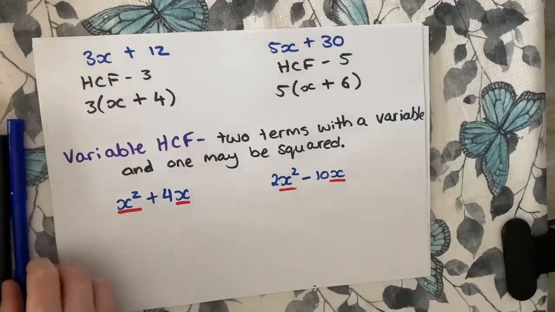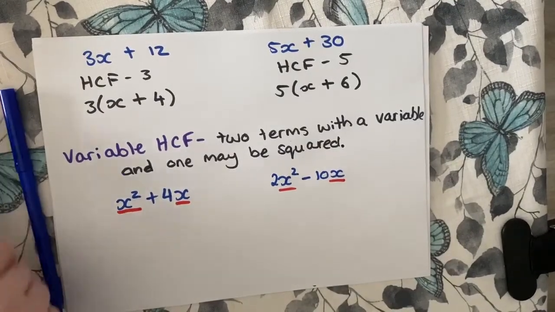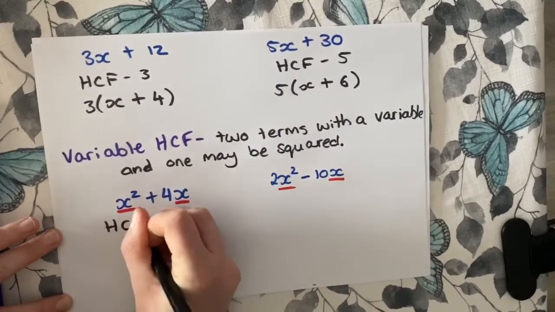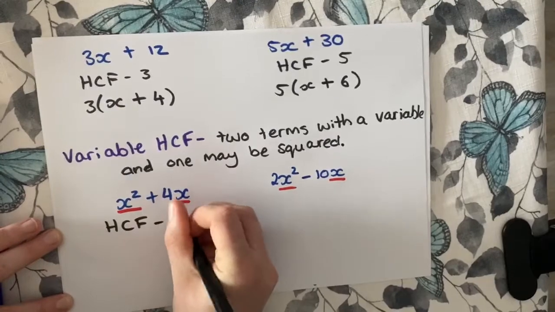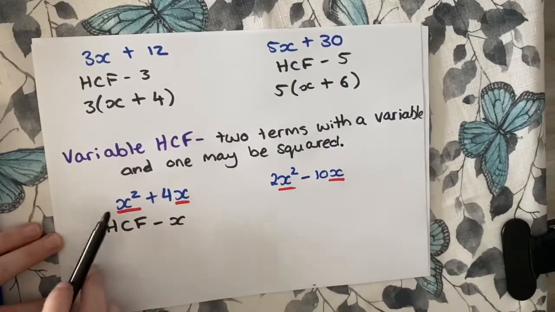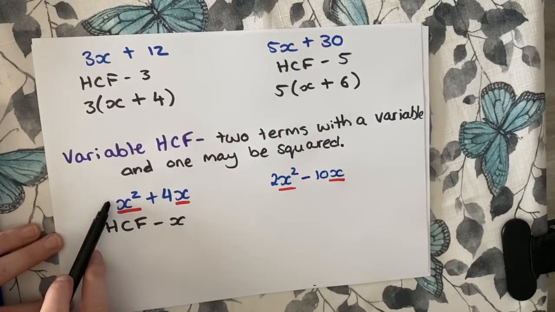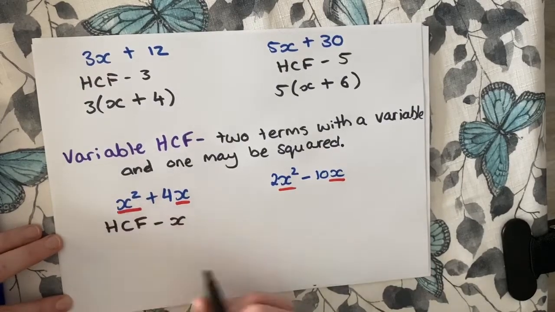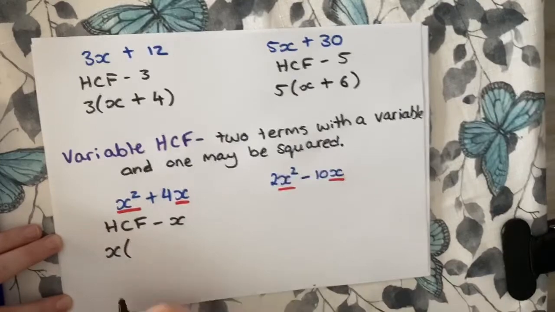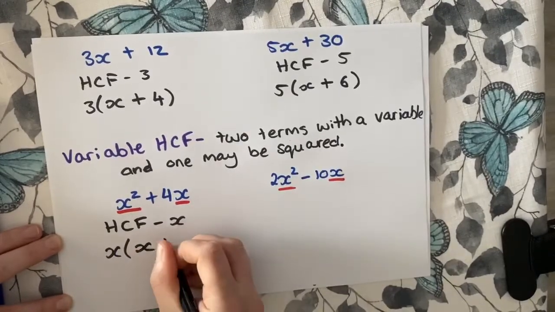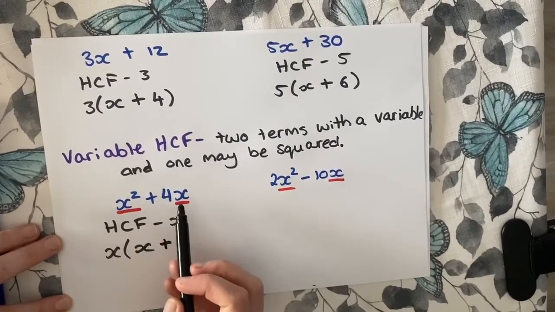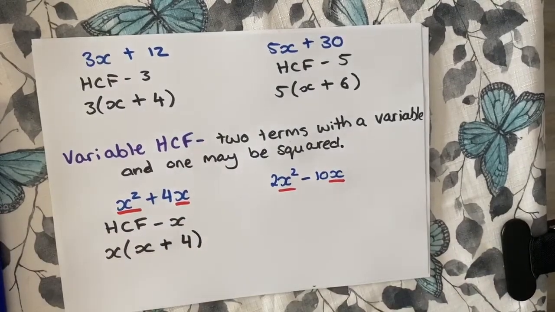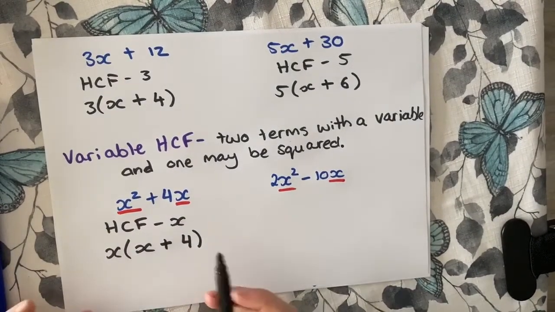Now the first one is just a plain old variable as the common factor. So your highest common factor is going to be x. And the big giveaway is because there's no number in front of the x. So you're just going to divide by x. So if I go x squared divided by x, that's just going to give me x. So I'm going to put a plus there. And then 4x divided by x is just going to give me 4. Okay, so that one is pretty much how you go.